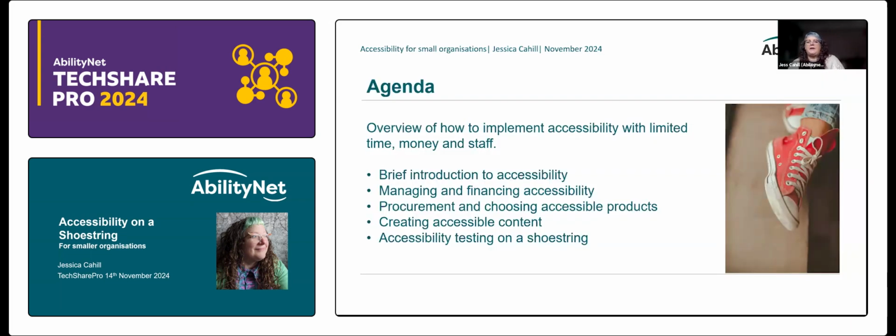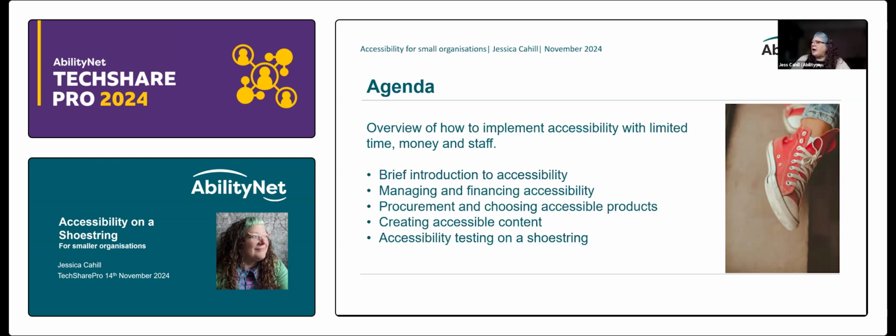This is a very brief overview of how to implement accessibility if you're in a small organization where you've got very limited time, money, and staff. So this is a really cut down version, but it's also a really high level overview of the things you need to think about if you're going to implement accessibility. So even if you're in a larger organization, perhaps if you're just starting to think about accessibility, this is potentially a pretty good overview of the things you need to think about.